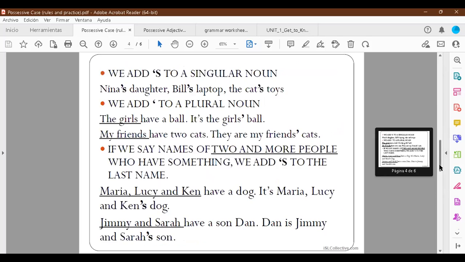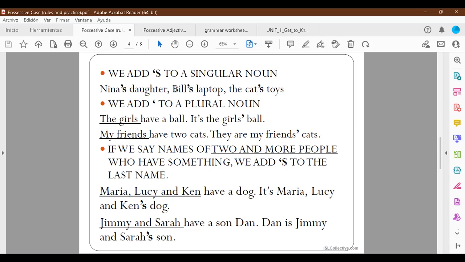Okay, so I cannot modify that. Okay, and look at this. We have the spelling rules. Aquí tenemos las reglas. Well, that's too much, but it's really clear. We add apostrophe S to a singular noun. Agregamos apostrophe S para un sustantivo singular.